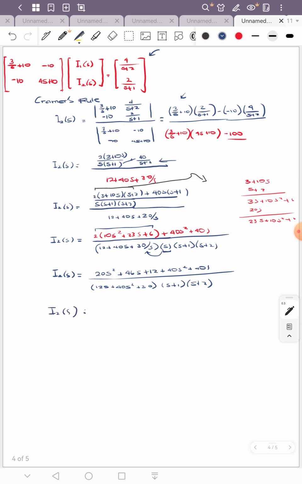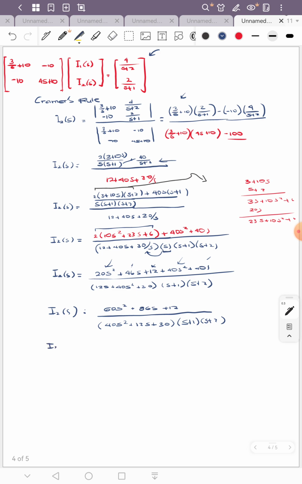Therefore, for I2 of S, we have 20S2 plus 40S2, that is 60S2; 46 plus 40, that is 86S; and 12 plus 12. Let us write 40S2 plus 12S plus 30, over S plus 1, S plus 2.